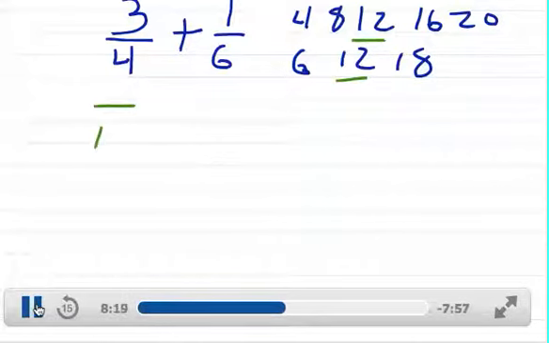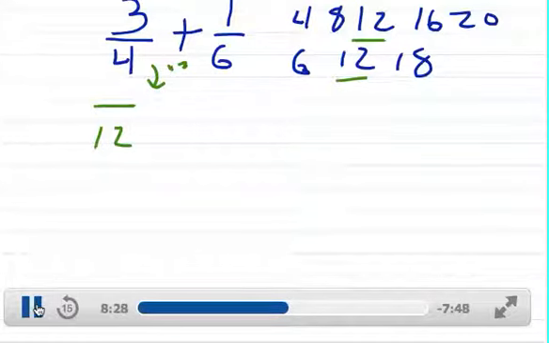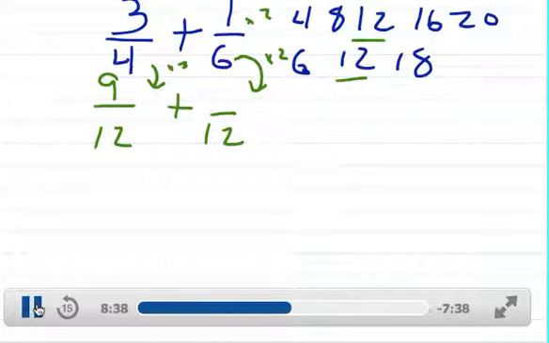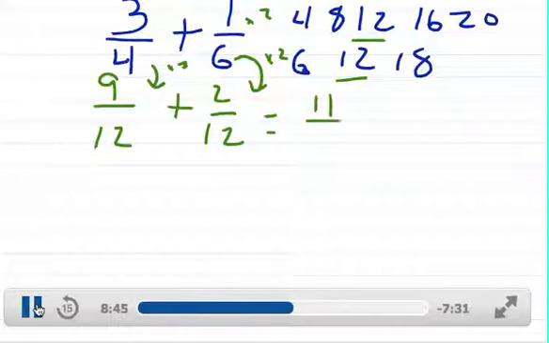So this fraction's equivalent over 12. I went from 4 to 12 by multiplying by 3. So I have to multiply 3 by 3 and get 9. Plus this fraction over 12. How do I go from 6 to 12? I multiplied by 2. So I multiply 1 by 2 and I get 2. Well, I can add those straight across. 9 plus 2 is 11. I keep my denominator the same, and I get 11/12. Well, let's make sure we mark that LCM.